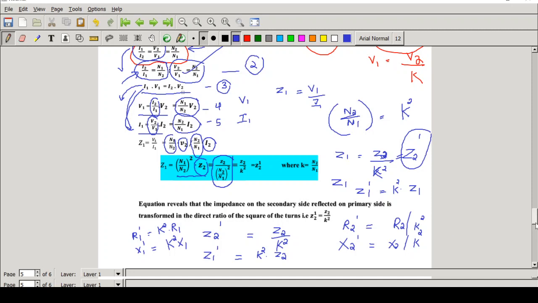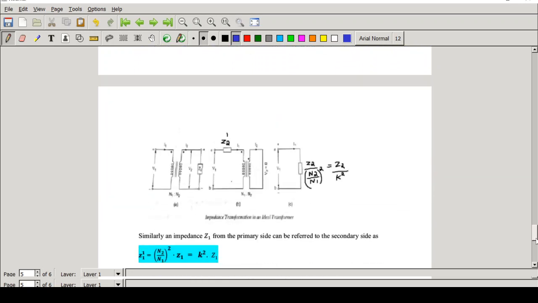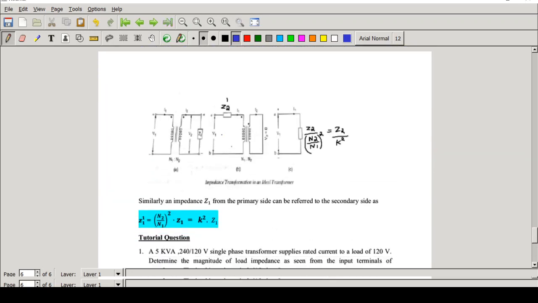Okay, hope this is clear. This transformation ratio is very, very important, and here I have represented it like this. Here you can see this is Z2, in the secondary. Now I am transferring it to the primary, it becomes Z2 dash, and this Z2 dash is given by Z2 by K squared. So you can see here the secondary is shorted. I am transferring Z2 from here, so nothing is there in the secondary now.